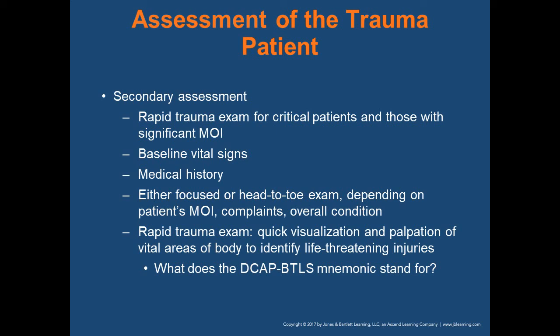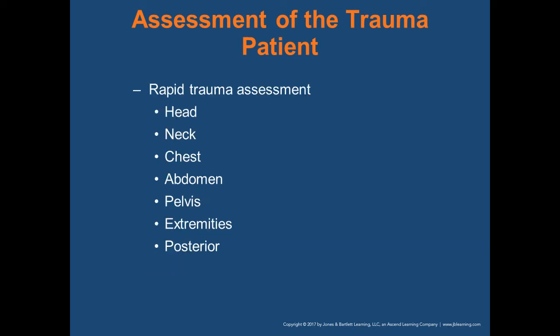And then a rapid trauma exam is a quick visualization, palpation of vital areas of the body to identify life-threatening injuries. And then, of course, what does the DCAP BTLS stand for? Hopefully you've got that one down by now. And then we have our rapid trauma assessment, your head to toe, we call it. Head, you're looking for bruising, cerebral spinal fluids coming from the ears, the condition of the eyes. Again, rechecking the airway while you're looking for broken teeth and broken noses and bleeding.